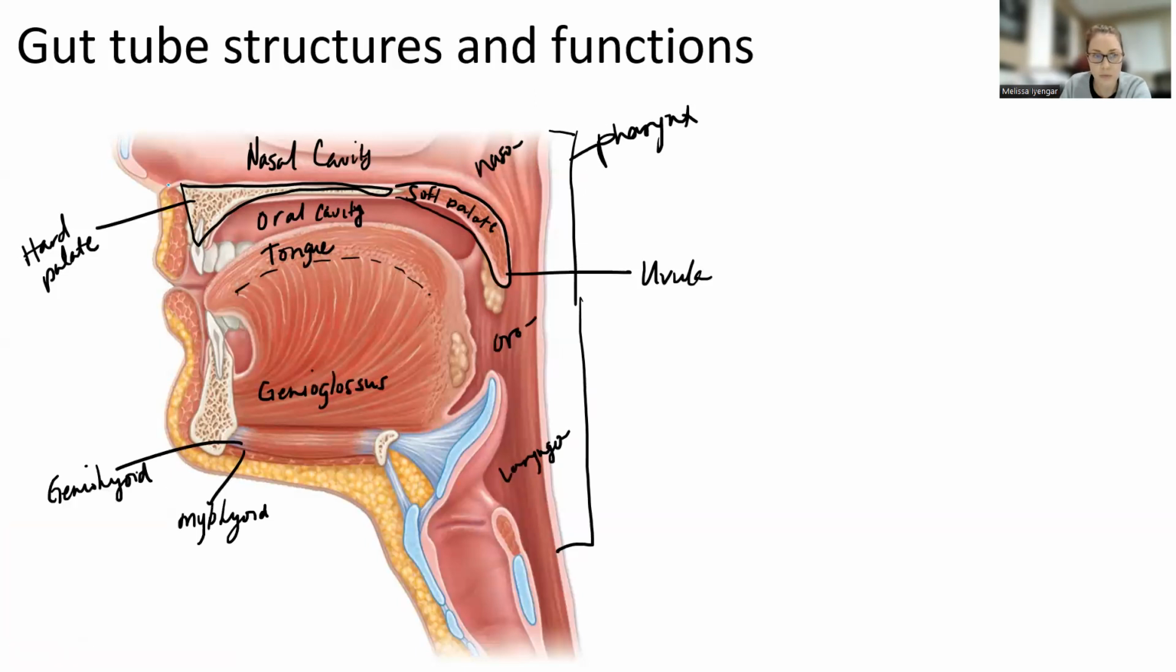So air moves from the nasal cavity through the nasopharynx, oropharynx, laryngopharynx, and then goes anterior through the respiratory tract, which is in the front. Food, however, is going to go in the mouth through the oral cavity, then the oropharynx, down past the laryngopharynx, and then into the esophagus. This is actually the esophagus right here.